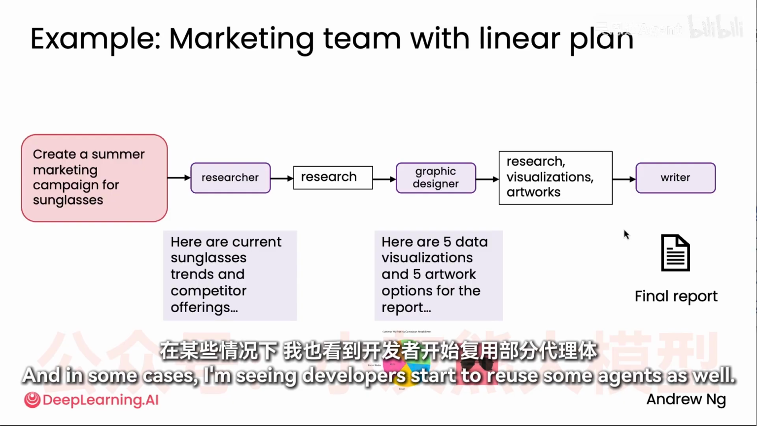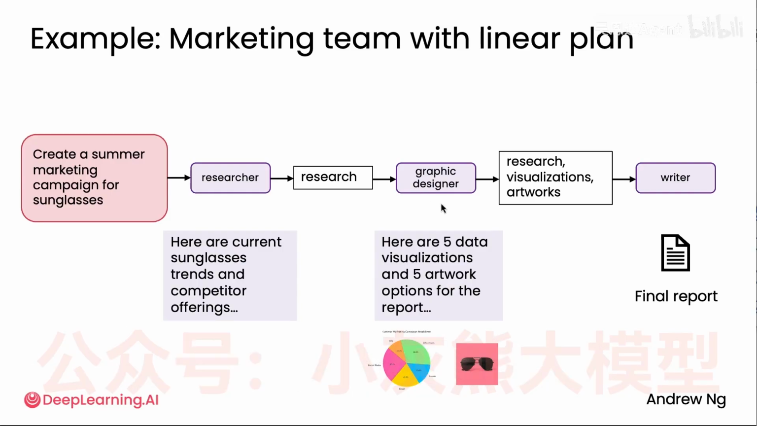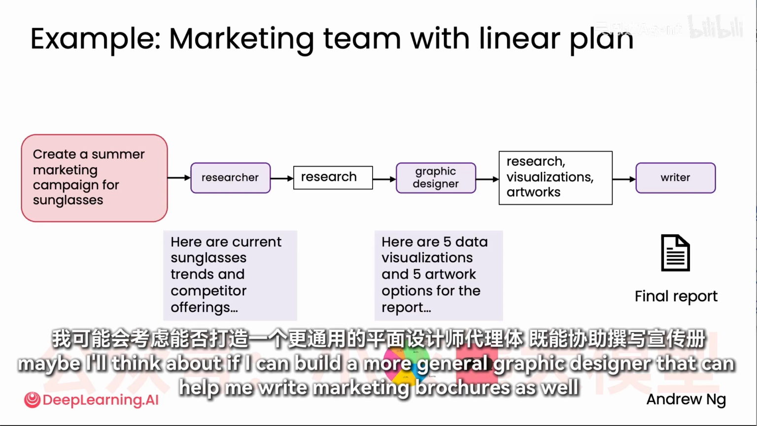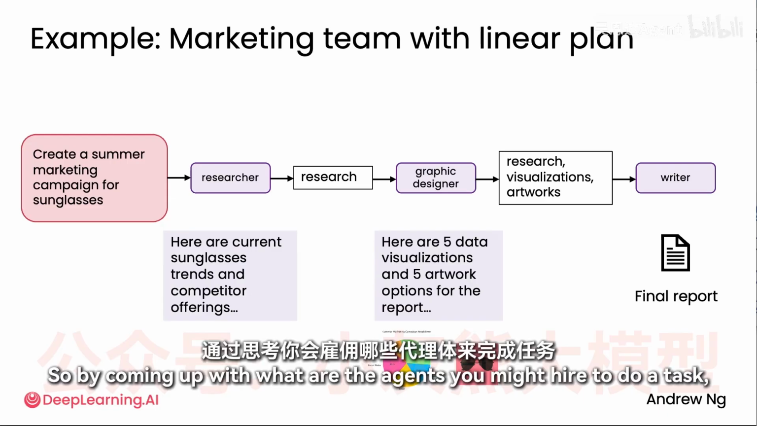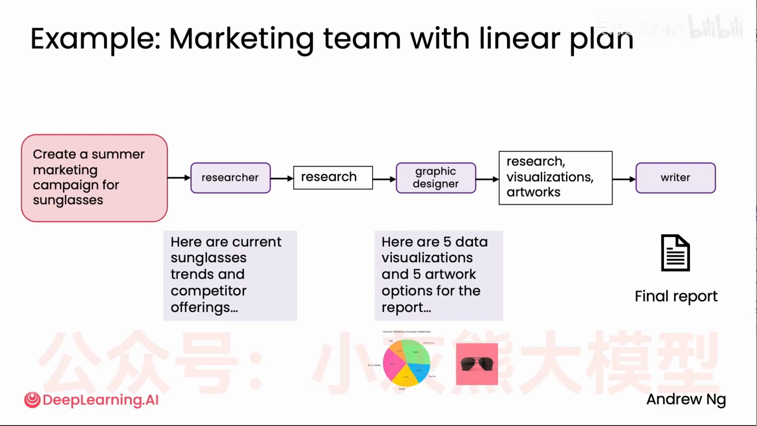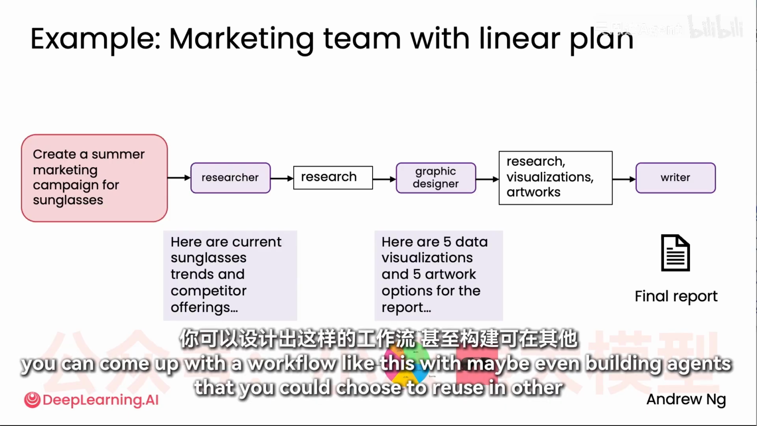And in some cases, I'm seeing developers start to reuse some agents as well. So having built a graphic designer for marketing brochures, maybe I'll think about if I can build a more general graphic designer that can help me write marketing brochures as well as social media posts, as well as help me illustrate online web pages. So by coming up with what are the agents you might hire to do a task, and this will sometimes correspond to who are the types of human employees you might hire to do a task, you can come up with a workflow like this, with maybe even building agents that you could choose to reuse in other applications as well.